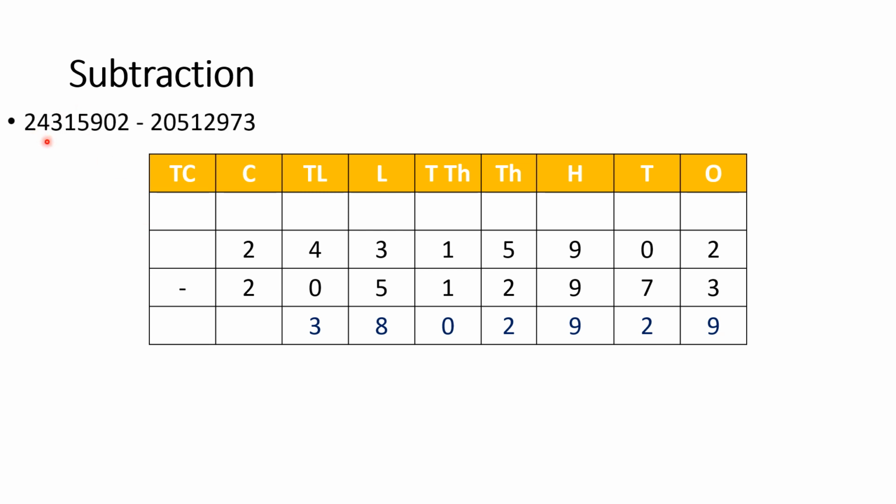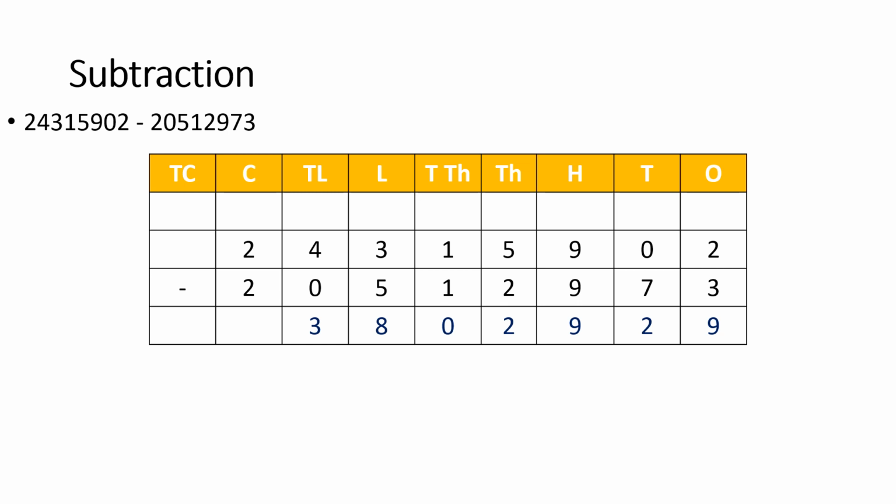These are your numbers: 2 crore 43 lakh 15,902, and 2 crore 5 lakh 12,973. We have to subtract these numbers, and you know the first number is called minuend and the second number, which is subtracted, is called subtrahend, and the answer of this subtraction is called difference. Always remember these terms. Now how will we subtract?